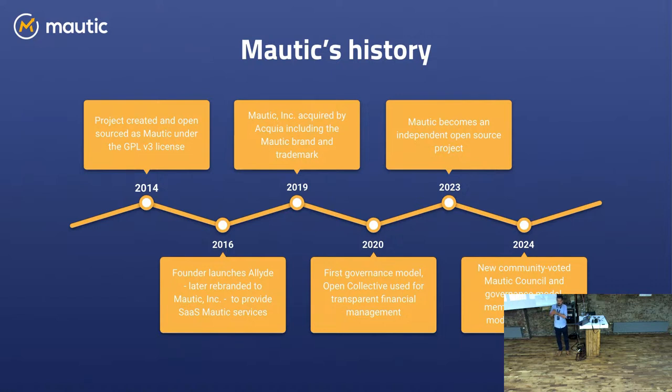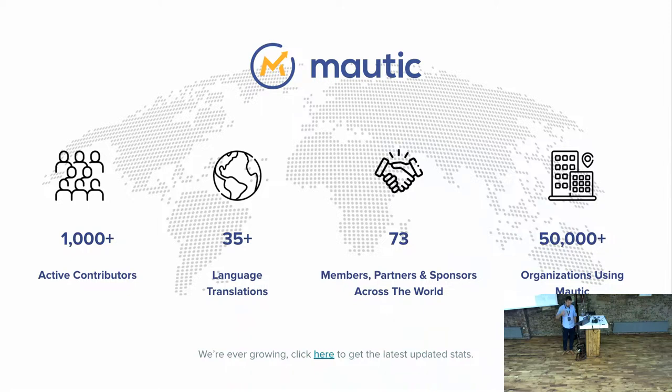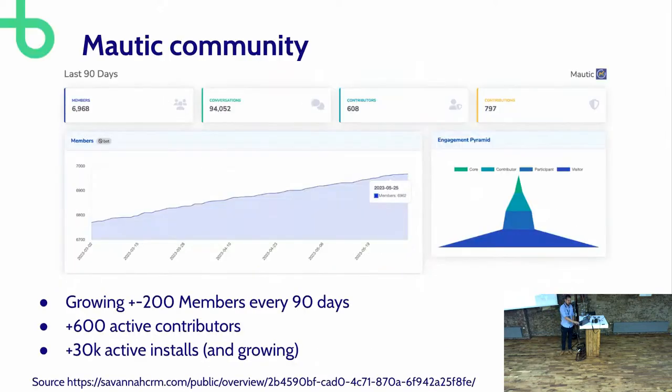Mautic is a fully governed, independent organization with a council and a governance model, and it does not have the benevolent dictator model. It's actually a democracy, so people can vote to elect council members, and council members vote to approve proposals. So it's very democratic. I think the governance model is pretty unique. If you look at it, it's in many countries, with a lot of partners and organizations using it. It grew pretty well last year.